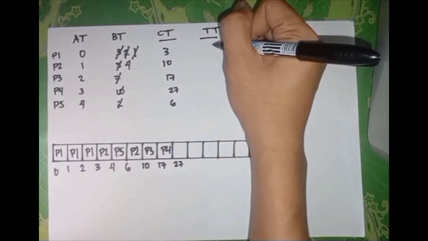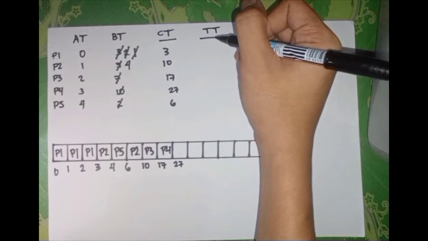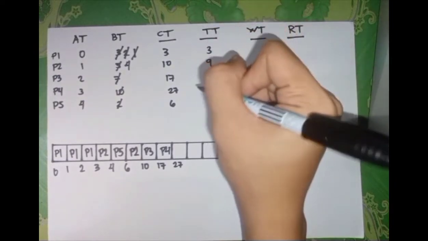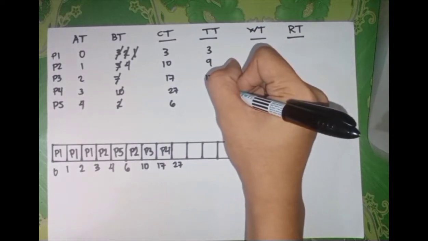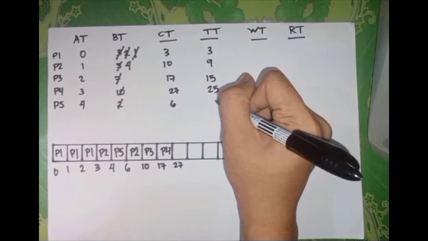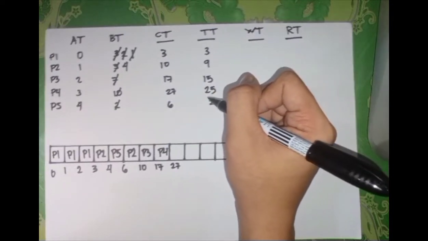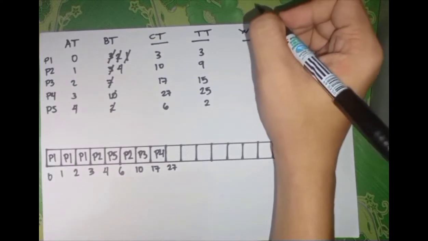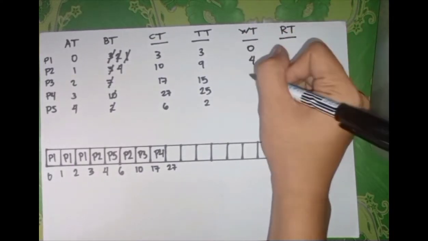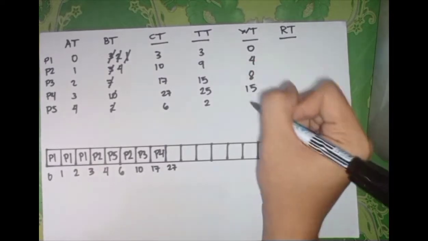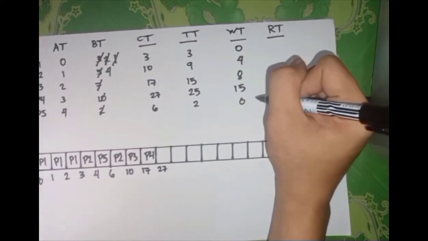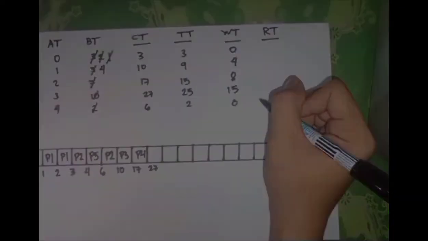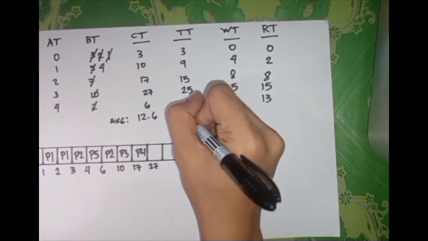We can find the turnaround time by taking the completion time minus arrival time. And we can find the waiting time by taking the turnaround time minus burst time. So it has a response time of 2, and so forth. And finally, we can calculate the average.